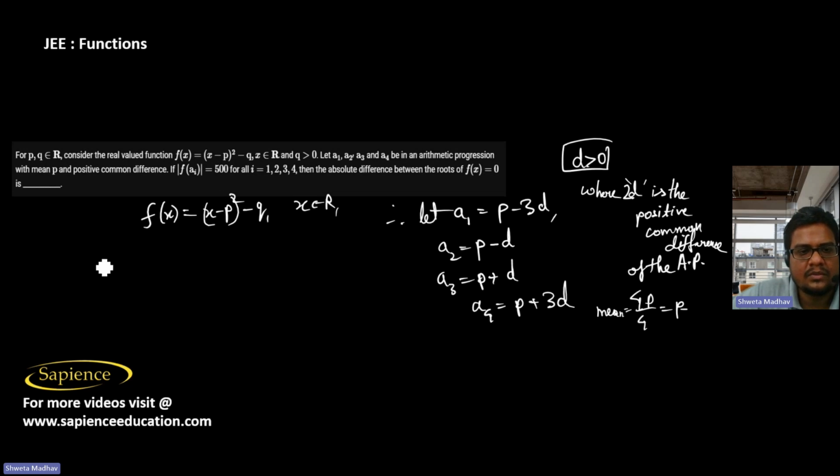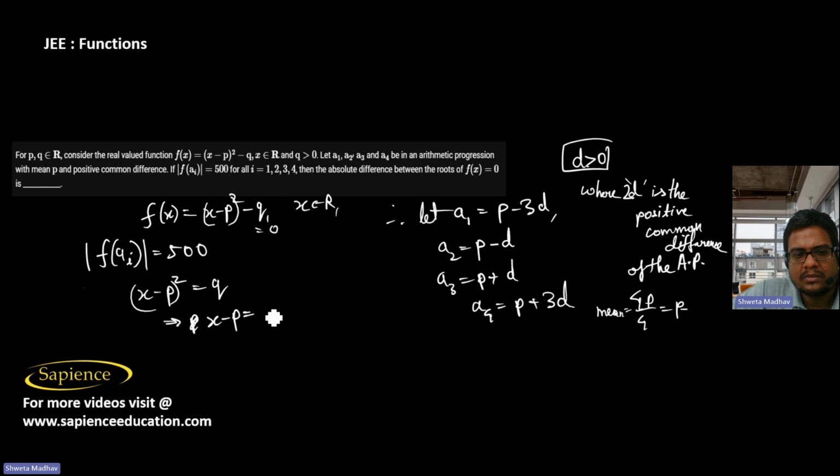Now it is told that mod of f of ai is equal to 500 for all i equal to 1, 2, 3, 4, and we need the absolute difference between the roots of f of x equal to 0. So now we have to find the roots. If we take this equal to 0, then we get x minus p whole square equal to q. So x minus p will be equal to plus or minus root q, then x will be equal to p plus or minus root q.